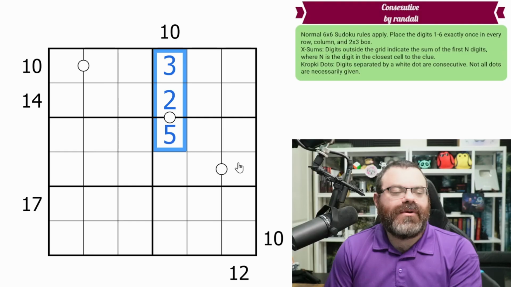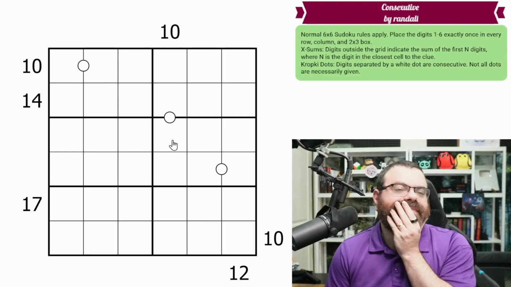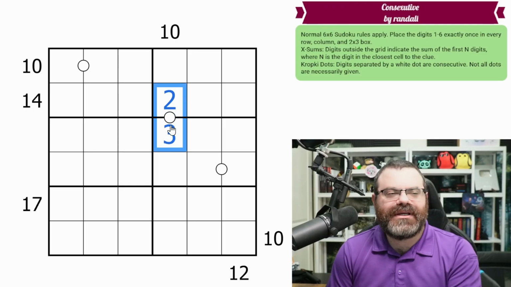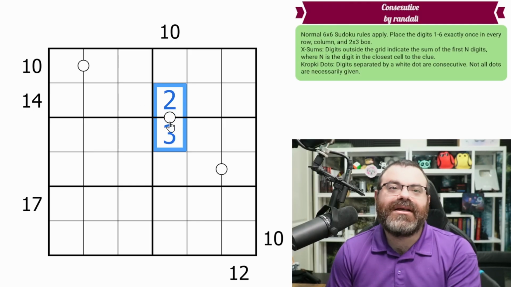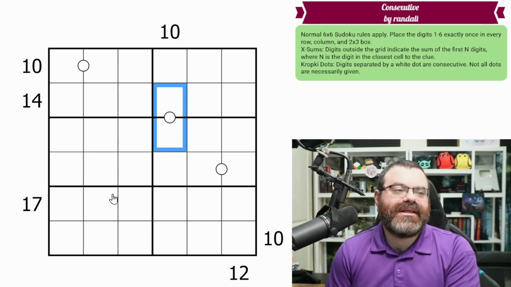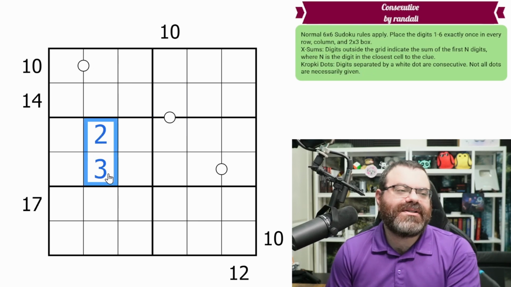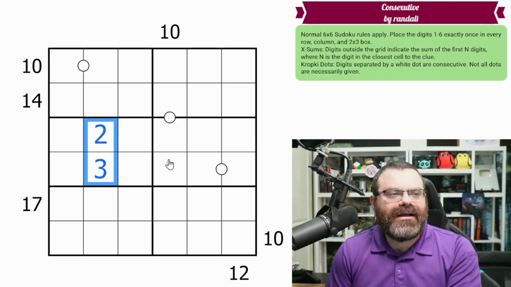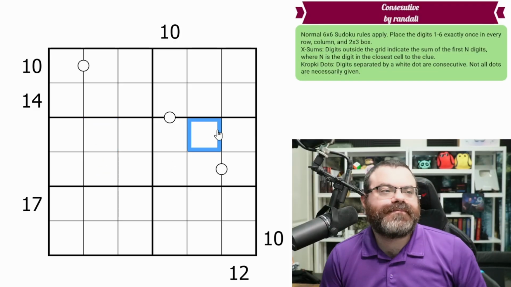Now that breaks the other rule we have, which are these white dots. White dots separate digits that are consecutive. So if this was a 2, this could be 1 or 3 in order for them to be consecutive. Order doesn't matter. They're just consecutive. Not all of them are necessarily given, which means if I had a 2, 3 here in the solution, that would be perfectly fine. It would be missing a white dot, but that's okay. We haven't been given all of them.